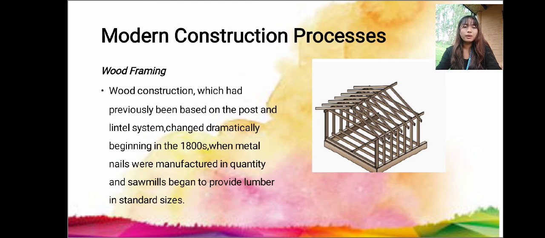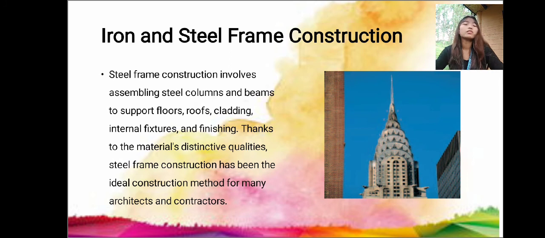Next is the modern construction process. In the modern construction process, wood framing is one of them. Wood framing is usually seen when we are building our houses. The example of wood framing is that picture, which is what we usually see when somebody is building their own house. We usually see that they have different pillars in their house. Those are pillars made of wood. So yeah, that's an example of wood framing. Next is iron and steel frame construction, which uses steel and iron.